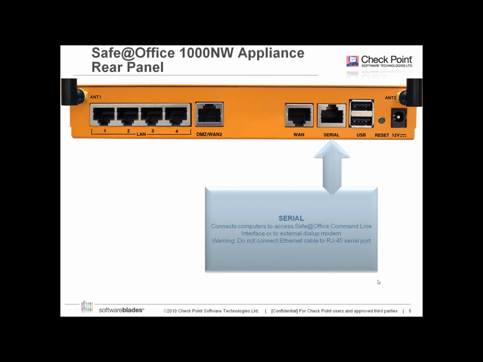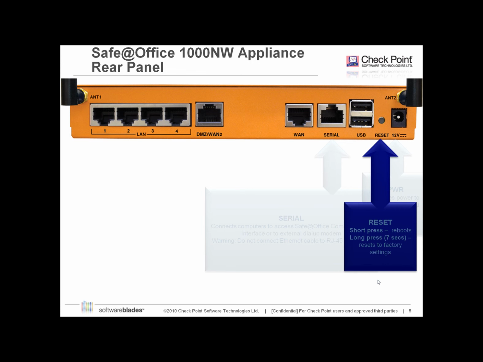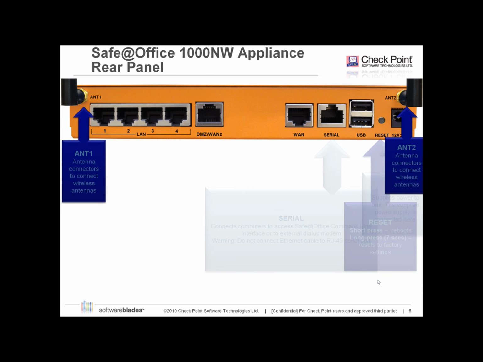Let's talk now about the wireless. As you know, all the relevant wired connections are exactly the same as before. So the LAN, the serial, the WAN, the DMZ, and the power are all the same. And as we can see here, the power and the reset button, as we spoke about before. Here are two new things: the antennas. These are the connectors to connect the attached antennas.